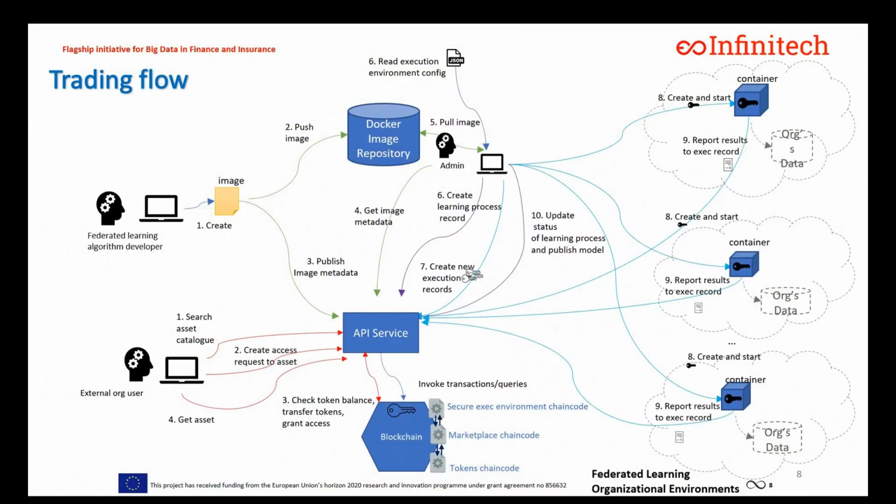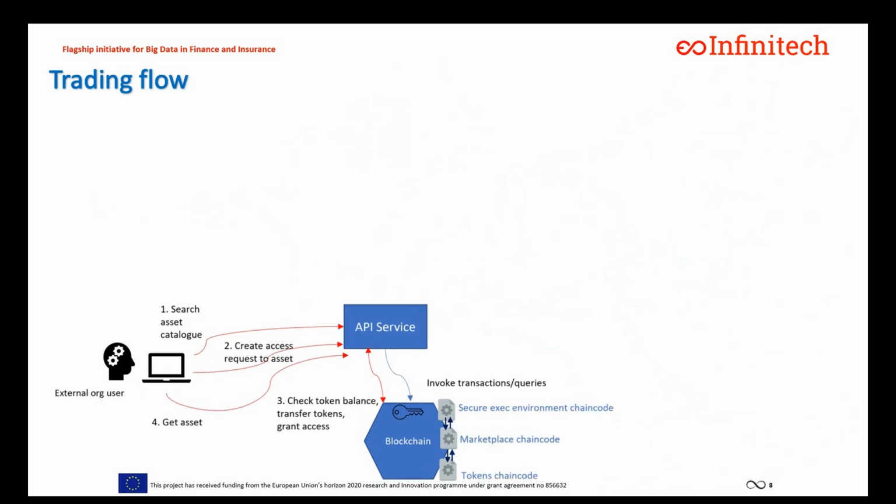Finally, we reach a step when our federated learning process is completed and the model generated as a result is published in the data marketplace to be traded with external organizations. We mean by external any organization which is not the model owner but participated in the model creation. The data marketplace offers an asset catalog with asset access governance. Let's see next how an external organization can search the data catalog and purchase from our model.